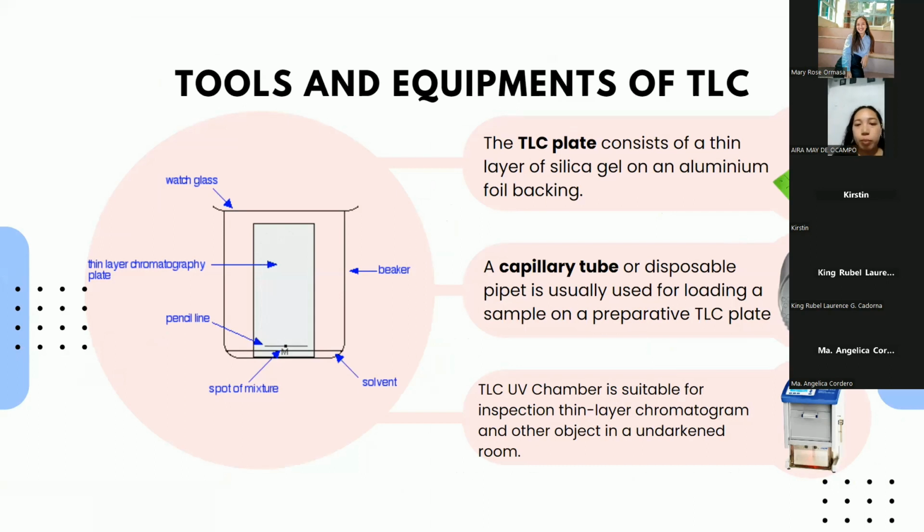Tools and equipment of thin layer chromatography. The first one is the TLC plates. Plates are for the separation and analysis of non-volatile chemical compounds that are coated in solid adsorbents such as silica, aluminum oxide, and cellulose. The next one is the thin layer chromatography developing tanks.